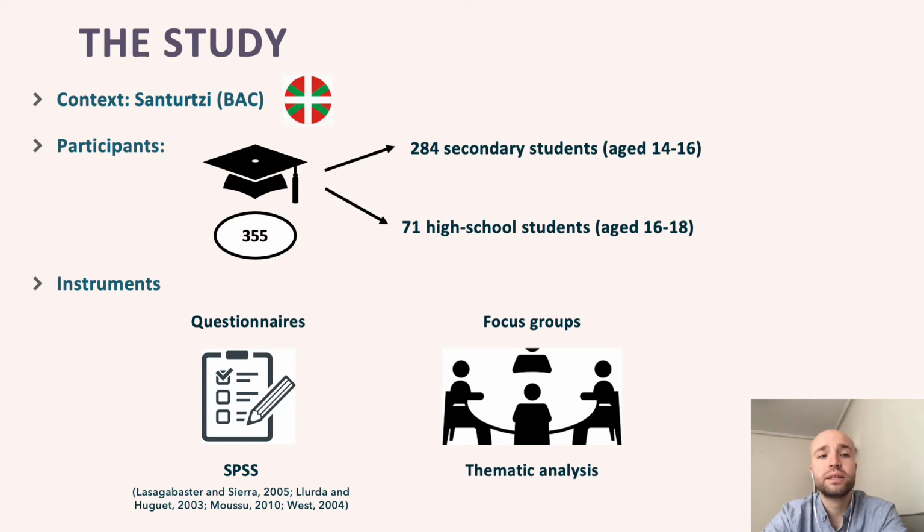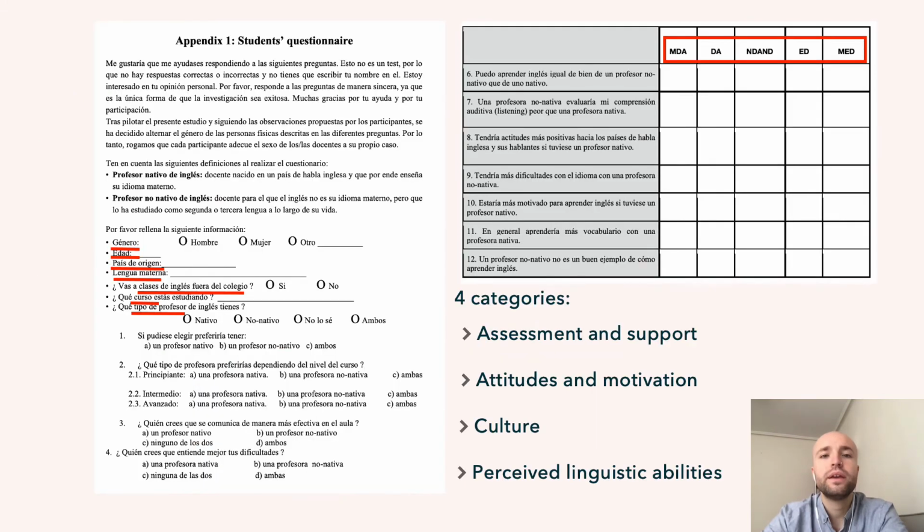Our study was conducted in the Basque Autonomous Country, and we gathered data from 355 secondary and high school students. And we used both questionnaires and focus groups. In the case of questionnaires, we designed our own questionnaire, but it was based on other questionnaires used in the field. Here you have a screenshot from the students' questionnaire. So we first had some control variables like age, gender, first language. Then we had a set of multiple choice items. And then finally, a list of items on a 5-point Likert scale.